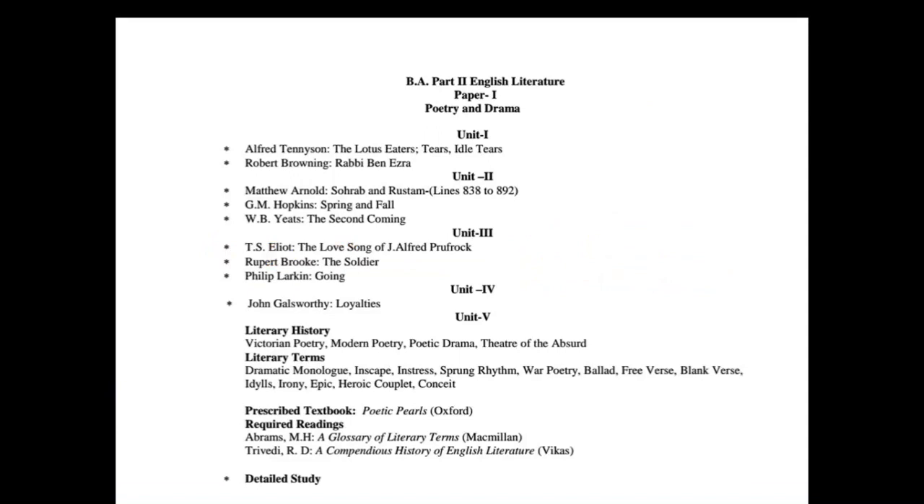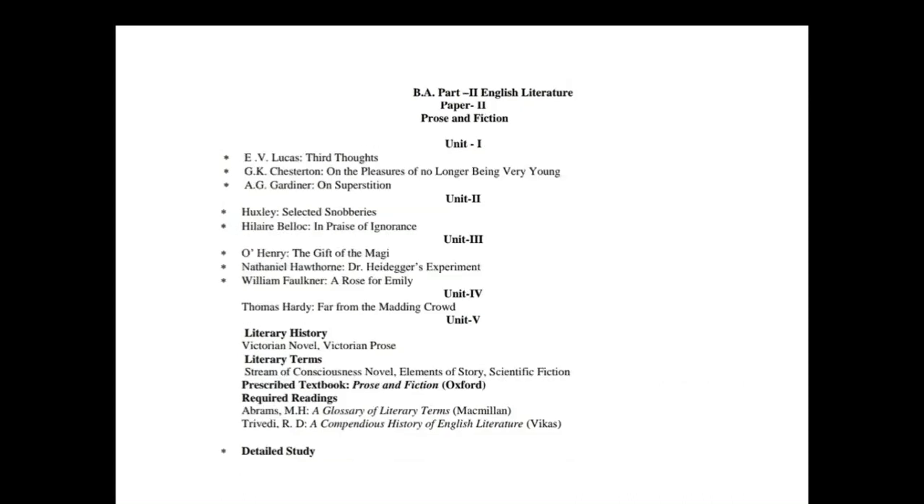First of all, you can see that the second year syllabus is divided into two papers. The first paper, named Poetry and Drama, has 5 units prescribed in our syllabus. So basically, the important factor which we all should know is that the Victorian and modern eras are prescribed in our syllabus, and the second paper, named Prose and Fiction, is also prescribed in our syllabus.